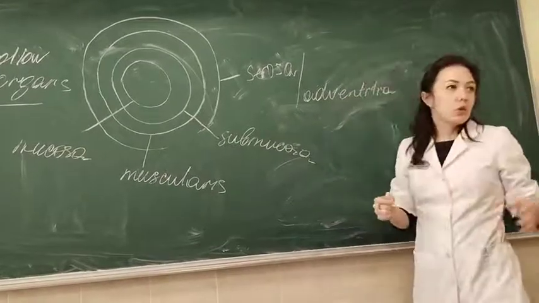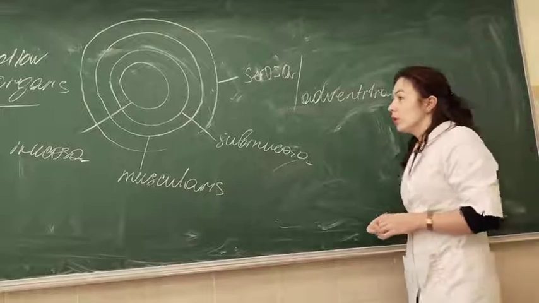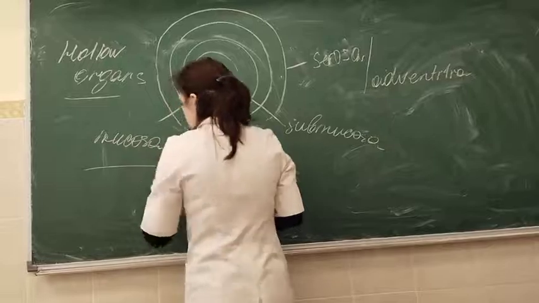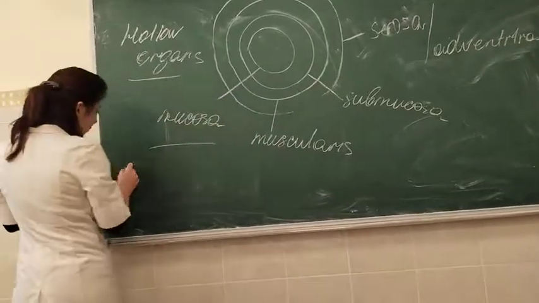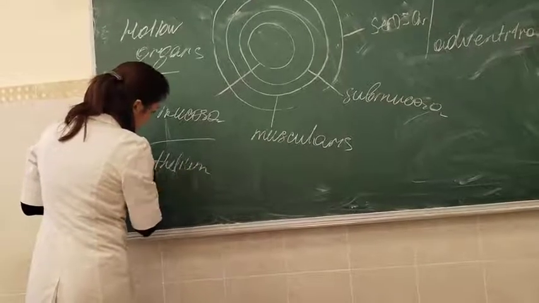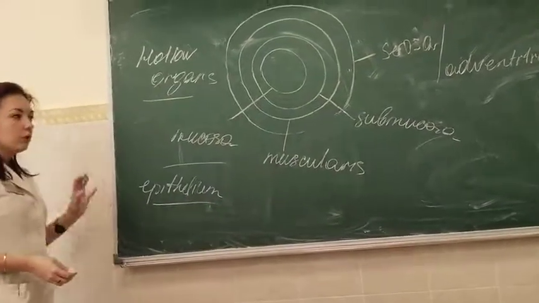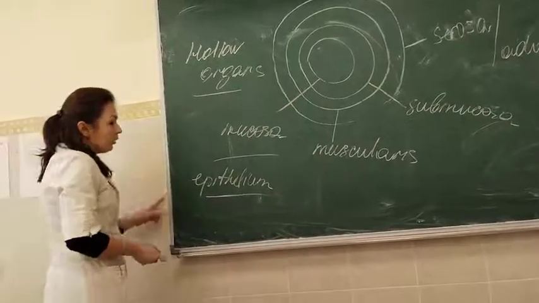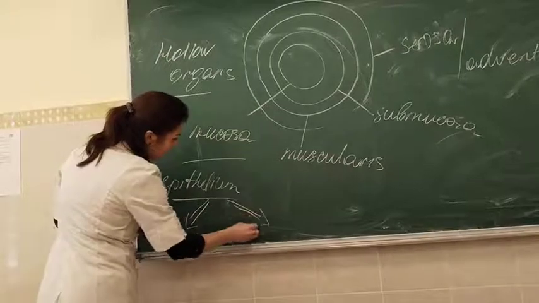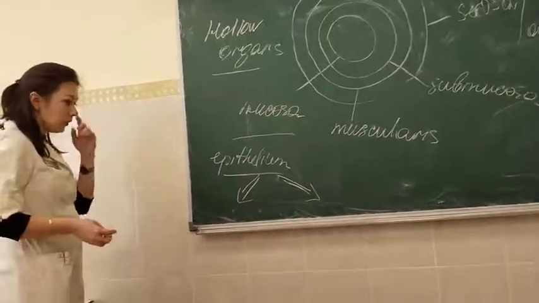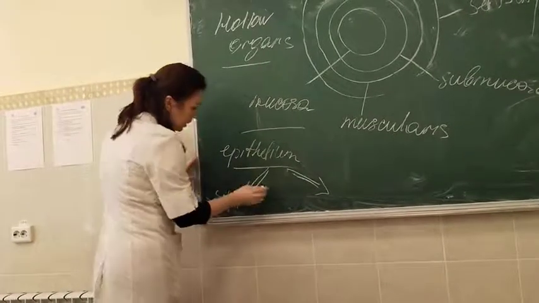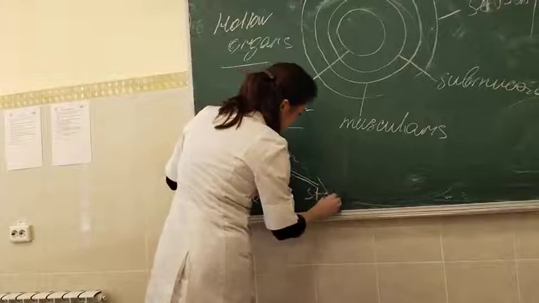So when you describe the structure of mucosa, it's not enough just to say that the innermost layer is mucosa. Here you should describe the type of epithelium that lines this mucosa. Epithelium can be of several types. First of all, depending on the number of layers of epithelial cells, it is divided into simple and stratified.